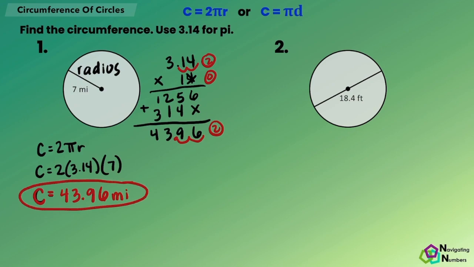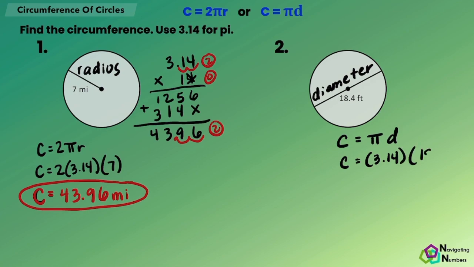Number 2, we have a circle with a diameter of 18.4. So here we're going to use the formula that uses diameter. Circumference equals pi times diameter. We're going to substitute our values in. So we have pi, which is 3.14, times the diameter, which is 18.4. Now this one's going to take a little bit more work.